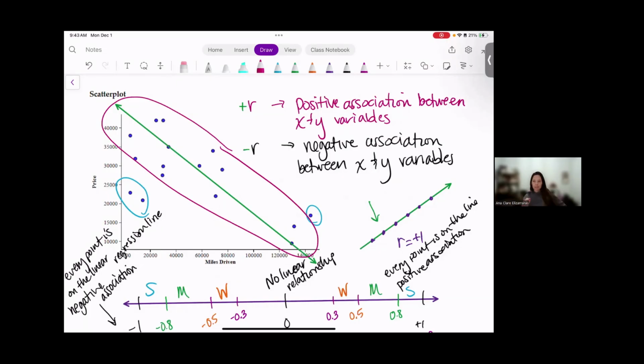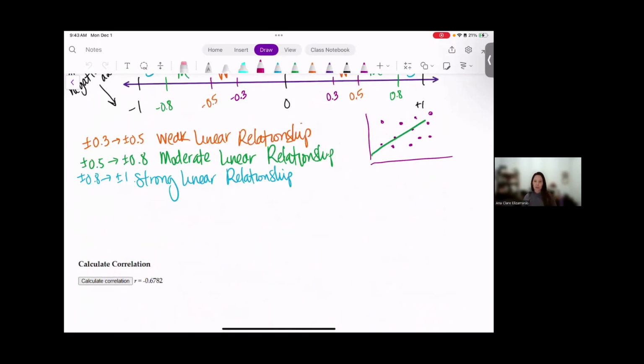If we go into StatKey and you go to your two quantitative variables, there is a button once you enter your data that says calculate correlation. And once you click calculate correlation, you are then presented with the correlation coefficient. So this correlation for the example we have here is negative 0.6782. What does the negative mean? It means the line of best fit is negative. What does the 0.67 mean? It means that it falls here with the moderate. So I would say that there is a moderate negative linear relationship between miles driven and price of Ford F-150s.